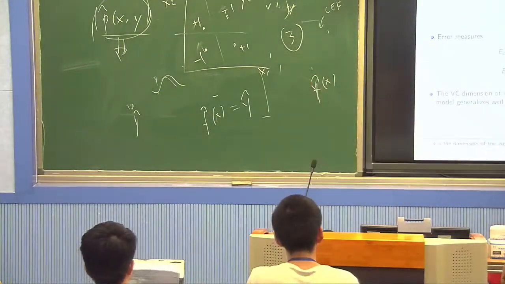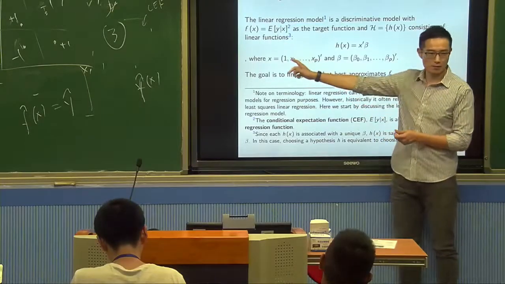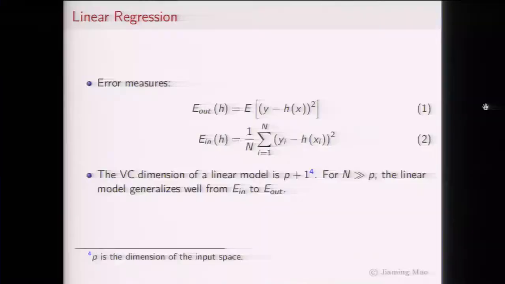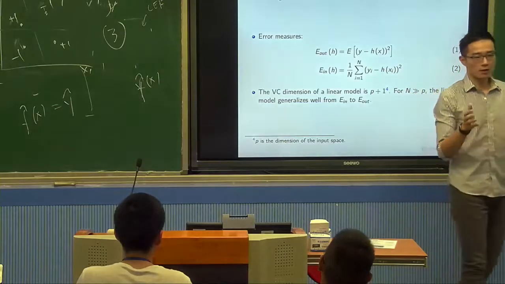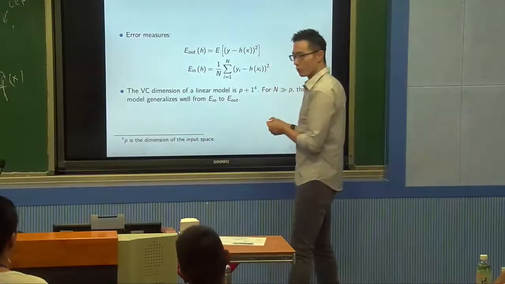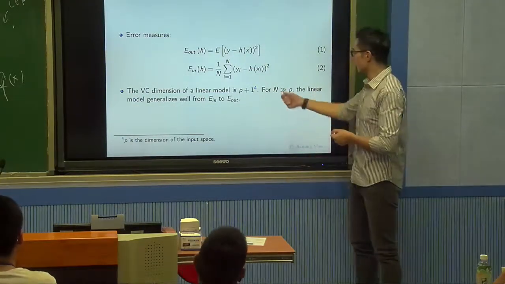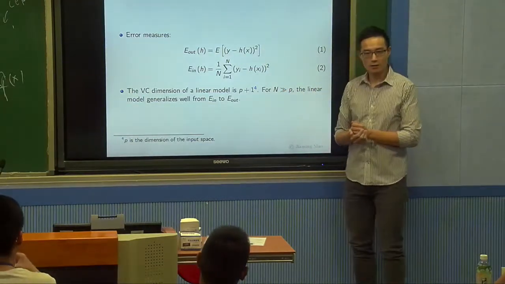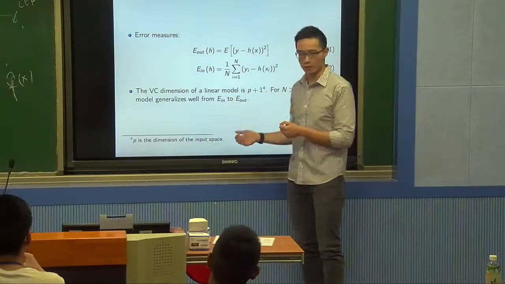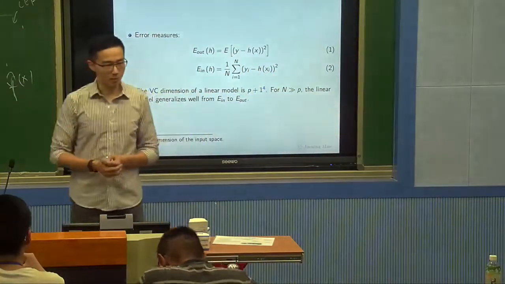So here, X is what? It's p-dimensional, right? Plus a constant. We have essentially p-dimensional X, so the VC dimension is p plus 1. Now, p plus 1 is a relatively small VC dimension, right? It's a relatively simple model. Therefore, if our n is large, we have many, many data points. If n is larger than p, then the linear model typically generalizes very well from E in to E out, meaning the bound is relatively tight. And that's why we start with this simple model, right?